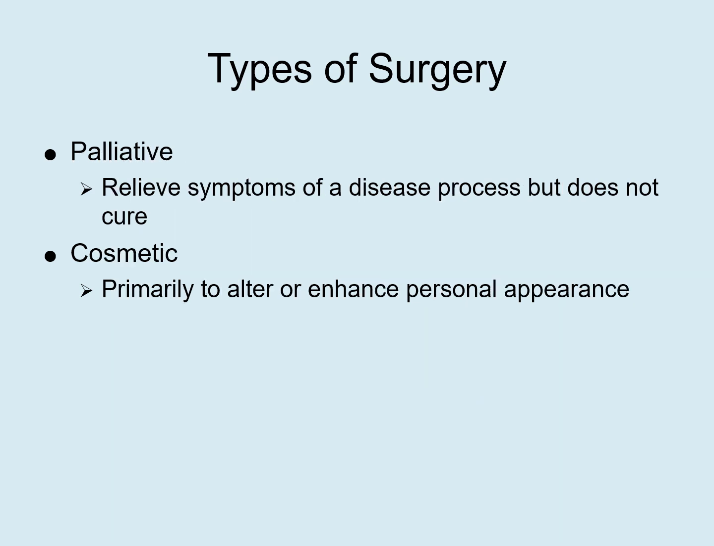The next type of surgery is palliative. It relieves the symptoms of a disease process but does not cure. So if that's the case, we're looking at a colostomy, right? If you have Crohn's disease and your GI tract is just totally scarred and you're having all of these issues, they can remove the bowel, they can remove the intestines in parts and pieces and create a colostomy that will hopefully relieve the symptoms or the issues that are going on.